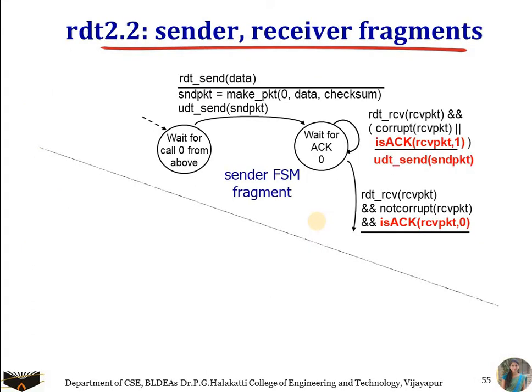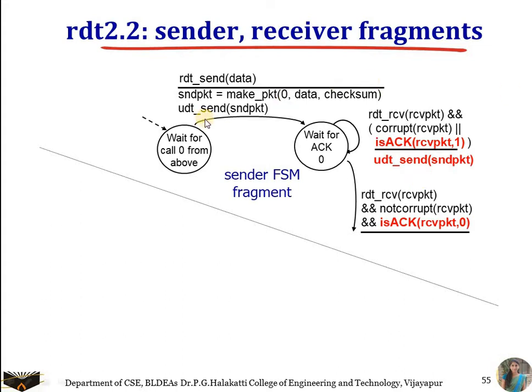Here we have the FSM diagram for RDT 2.2, only some part of it, so we are going to call it the sender FSM fragment. We can get the complete FSM diagram from RDT 2.1. The part highlighted in red color is the difference that we can find between RDT 2.1 and RDT 2.2.